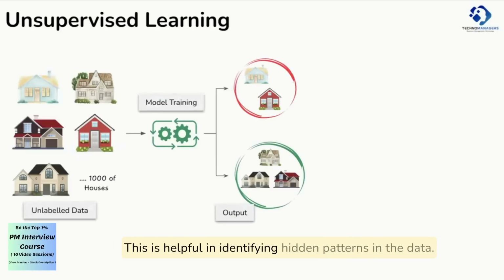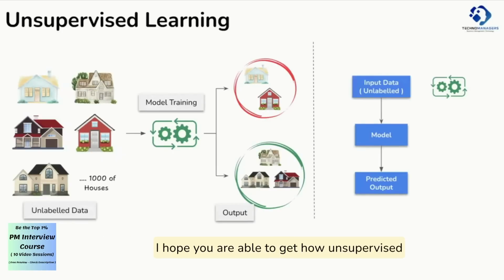This is helpful in identifying hidden patterns in the data. For example, grouping customers with similar purchase habits, right? I hope you are able to get how unsupervised learning is different from supervised learning. So till now we have discussed AI, machine learning, supervised and unsupervised learning, correct?